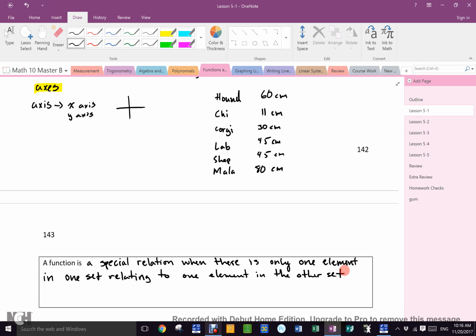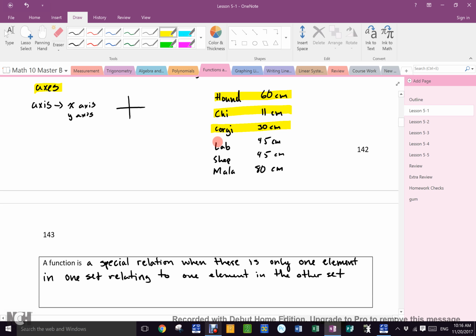So, if I only had one dog on this graph, if I only have the hound, is that a function? Does the one element, hound, relate to one element in height? Yes, so it's a function. Everybody cool? Okay. What if I add the Chihuahua? Is it still a function? Yes, because Chihuahua's only related to 11, right? What if I add the Corgi? Is it still a function?